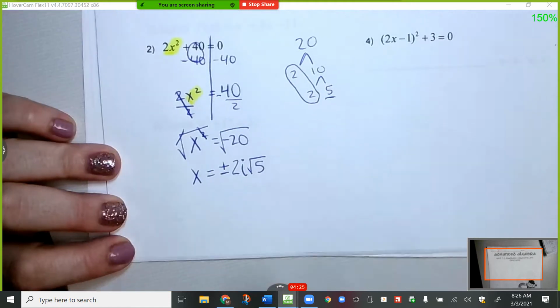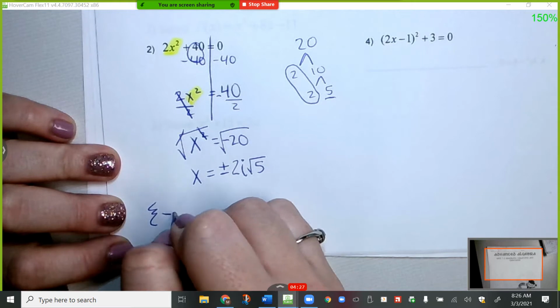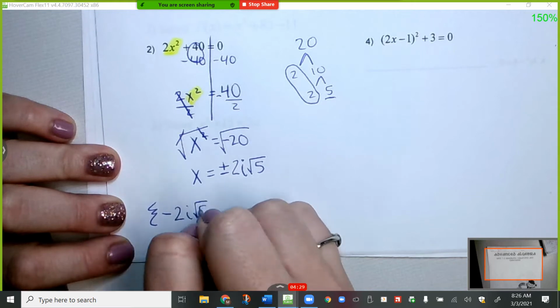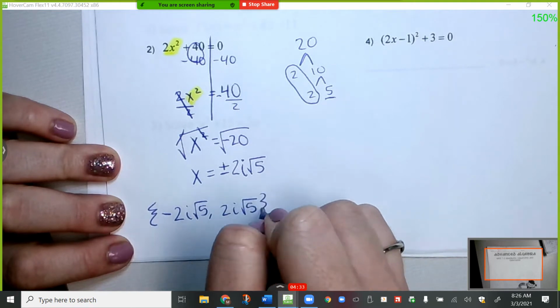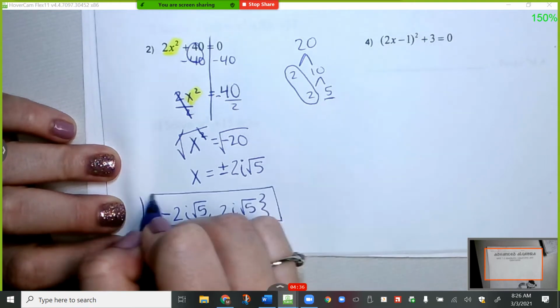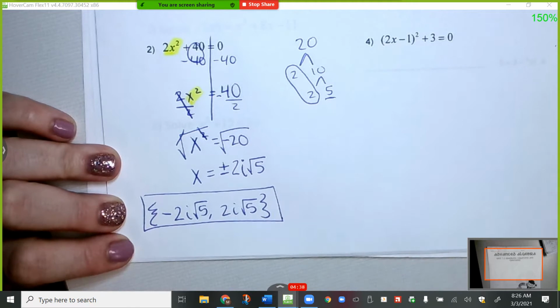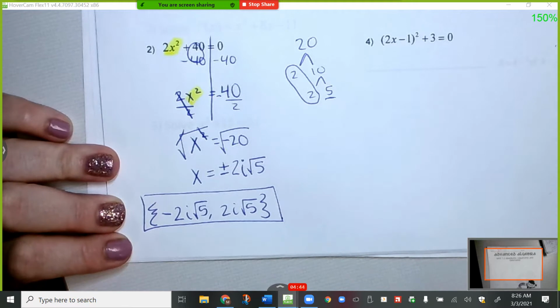And then again, it's two solutions. So we get negative 2i square root of 5 and positive 2i square root of 5. Any questions with that? A little bit on the next two, but not harder than that.